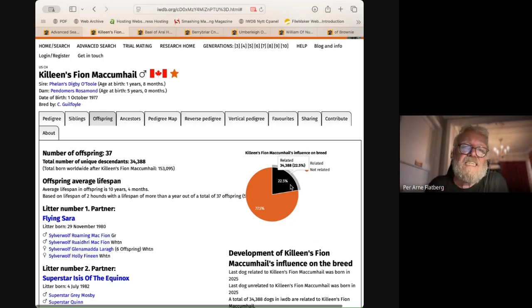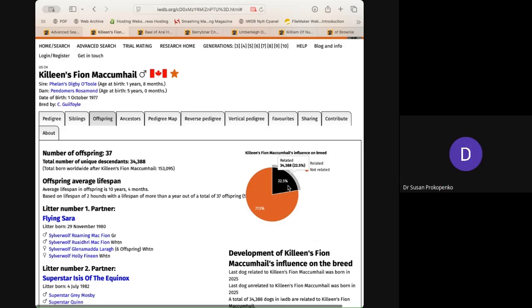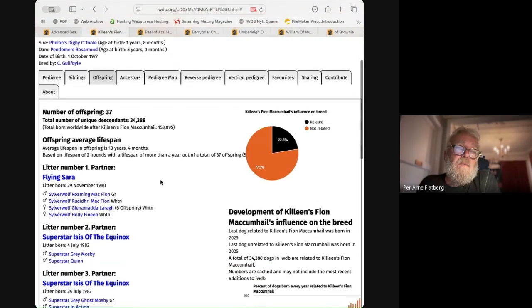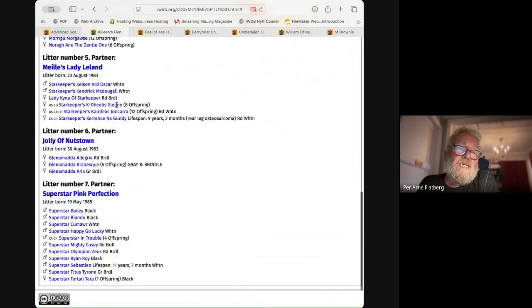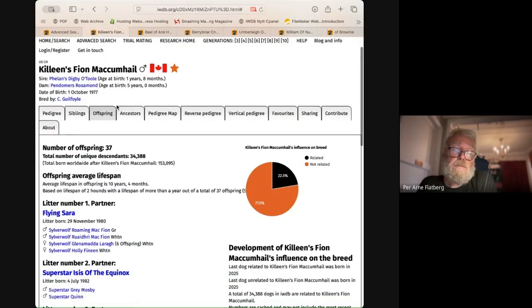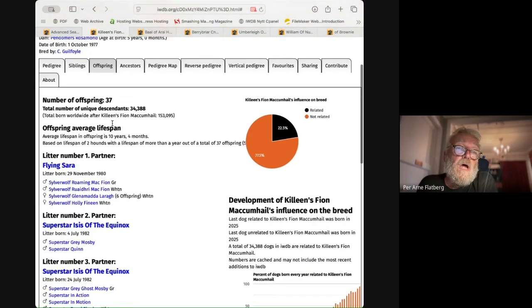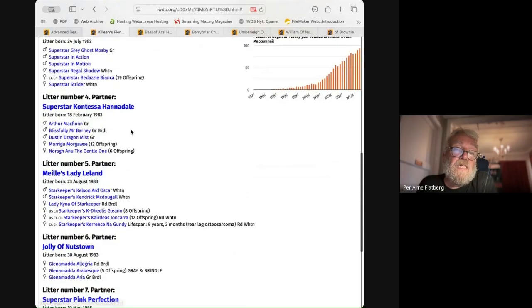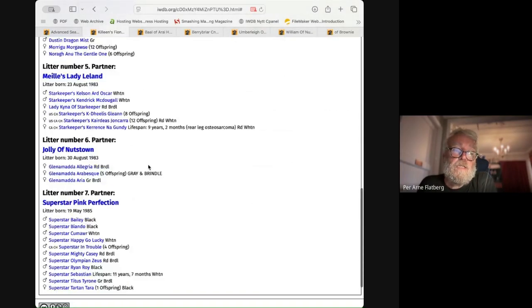Right? So he has 34,388 unique descendants. Is that too high? No, it's just he wasn't used much, right? He had 7 litters, which is quite moderate. But his offspring again, and especially some of them, replicated quite a lot.